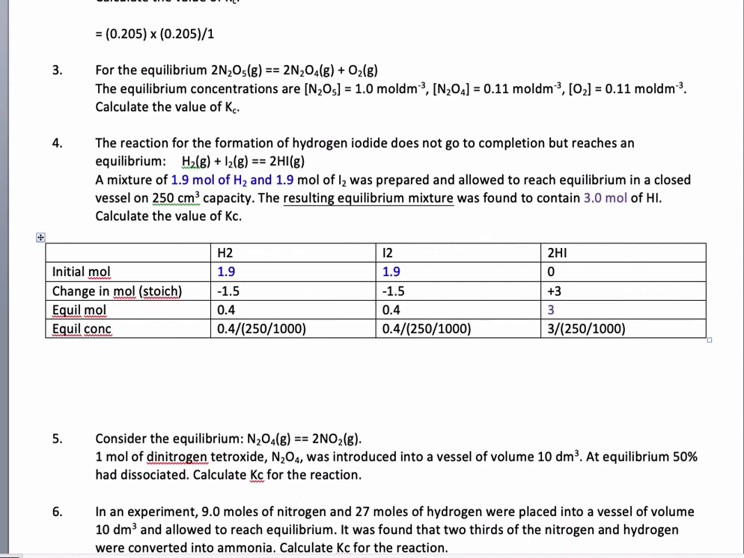So then I would work out my equilibrium concentrations and put them into my Kc expression, remembering it's products over reactants, and remembering to make my coefficient of a 2 become a square for my HI value.